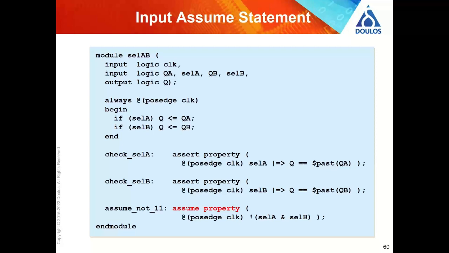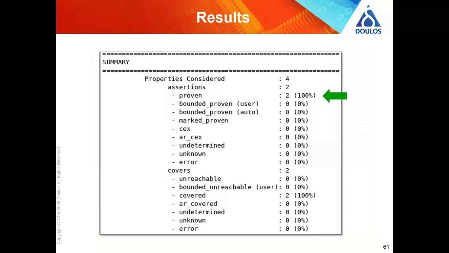So same syntax as assert property, with assume, then this will be limiting or constraining the inputs. Okay, so we're saying here that cell A and cell B should never be 1 at the same time. If we now rerun the formal verification, we now see that our 2 assertions are now proven. Okay, so it's a simple solution once we knew what the problem was.